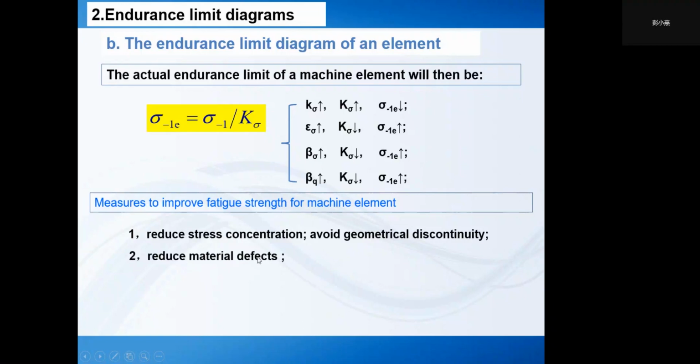Reduce material defects, which means increasing the size factor, and then improve manufacturing quality. When the manufacturing quality increases, the surface condition factor beta sigma will increase, and then use surface treatment. Use surface treatment, the intensity factor beta Q will increase, and then the actual endurance limit of the element will increase.